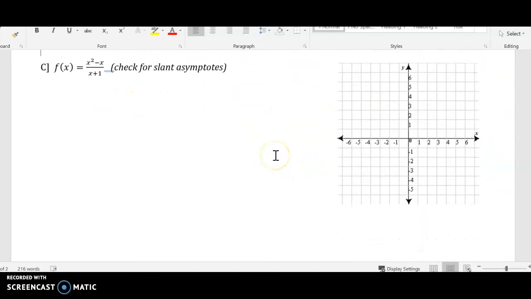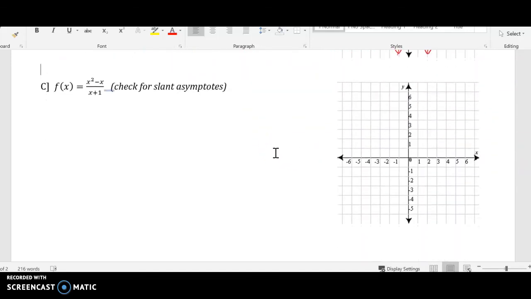Okay? All right, last problem here. We've got to check for slant. It does have a slant. How do I know that? Well, I made the question, but we're still going to find our domain. Set the bottom equal to 0. You can see that that's going to be negative 1. So we go from negative infinity to negative 1, union negative 1 to infinity.